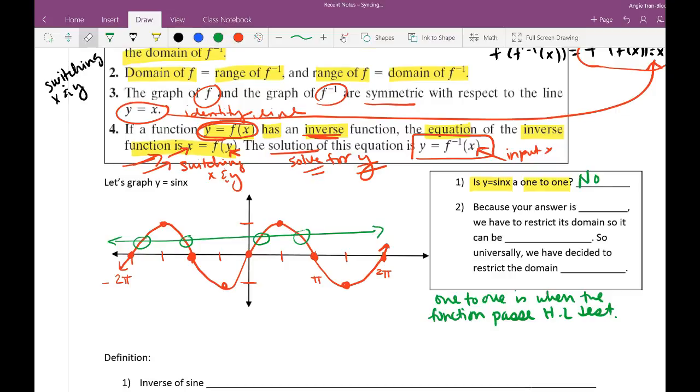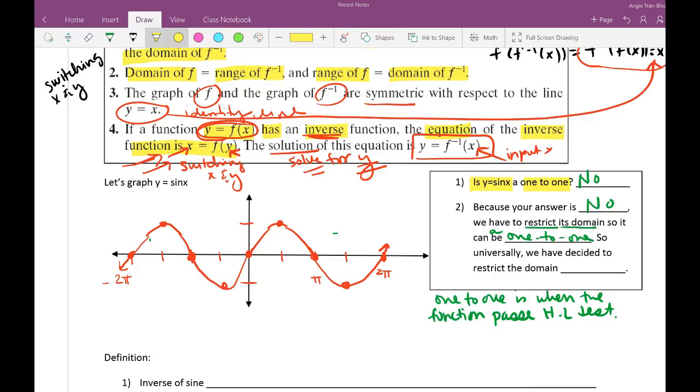Now because it doesn't pass the horizontal line test, I need to ask myself the next question. Let me go back and mark this. Question number 2: because your answer is no, we have to restrict its domain so it can be a 1-to-1. Because I need it to be a 1-to-1 function to start with, so that when you take an inverse, it can also be a function. So universally, we have decided to, I'm going to make a few different marks here.